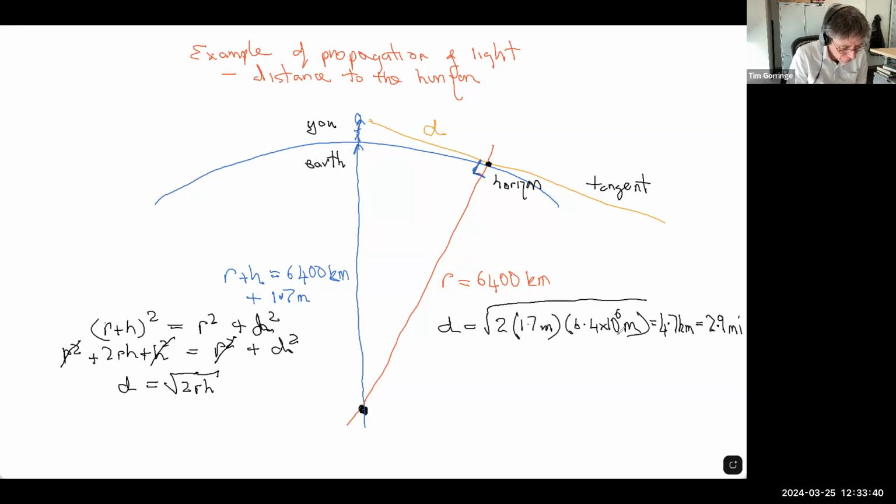And we figured out by plugging in the numbers that it's about 4.7 kilometers away, or that's a little under 3 miles away. That's the distance to the horizon when you're looking out at the ocean from the beach.